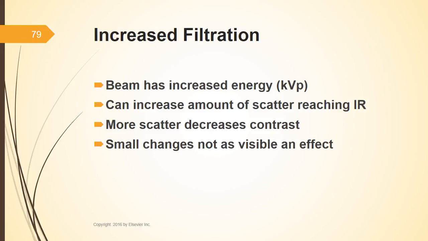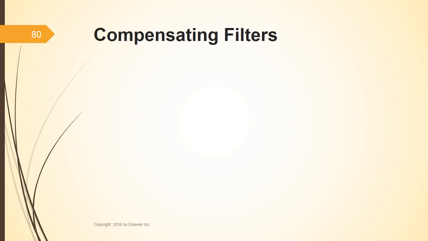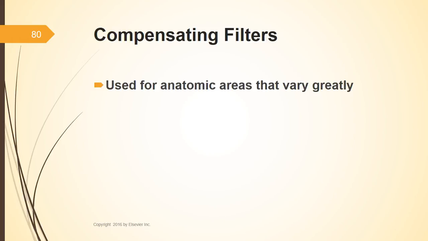And as I said before I started this slide, remember, you don't have a choice to decrease, you can only increase. So increased filtration can come in the form of a compensating filter. We also discussed it before. Now remember, a compensating filter is not the same as a tube filter or a half value layer. When imaging an anatomic area that varies greatly in thickness, such as a foot, a compensating filter can be placed in the primary beam to produce a more uniform exposure. It evens out the part and makes the image look better.